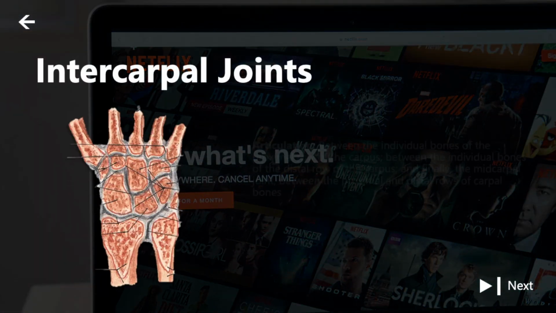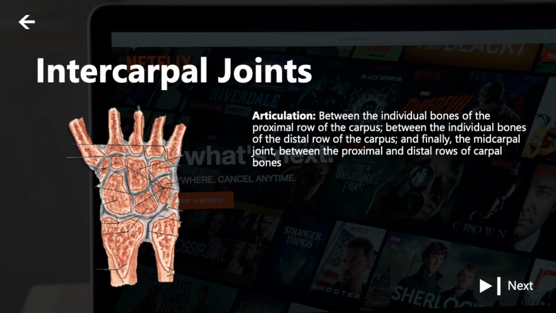Now for the key takeaways of the intercarpal joints, we have the articulation. It is between the individual bones of the proximal row of the carpus, between the individual bones of the distal row of the carpus, and finally in the midcarpal joint, between the proximal and distal rows of the carpal bones. So intercarpal means between the carpal bones. So the intercarpal joints are represented with the gray spaces right here, and we can see where they articulate.